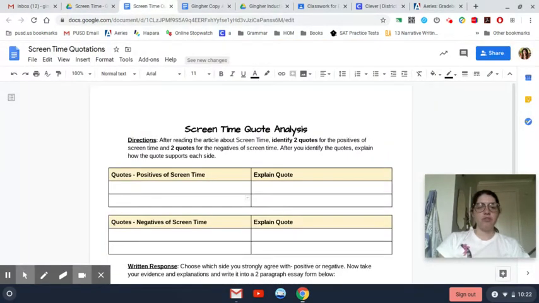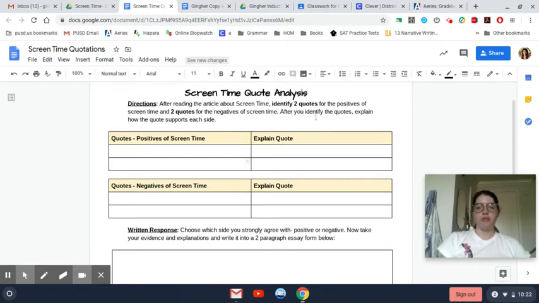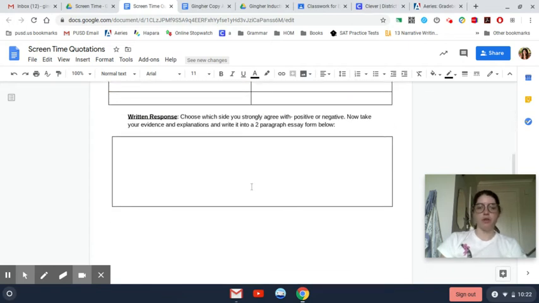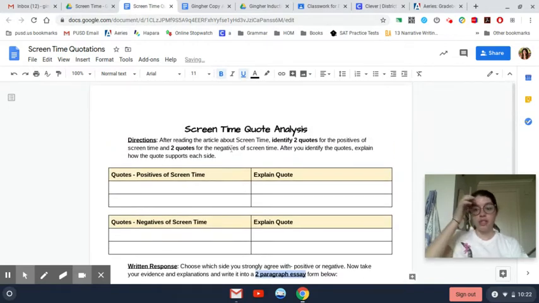So then after you do that, you are going to identify two quotes for the positives of screen time and two quotes for the negatives of screen time. And then after you find the quote, explain how the quote supports each side. And you are then going to combine it into a two-paragraph essay below. So I'm going to highlight that. So that's your assignment. That's due tomorrow. Please let me know if you guys have any questions or concerns about it.